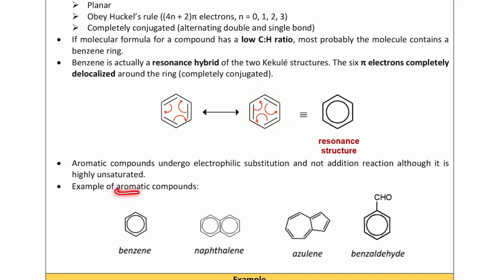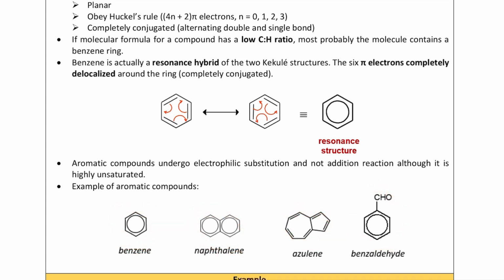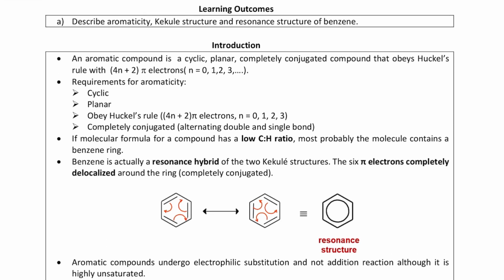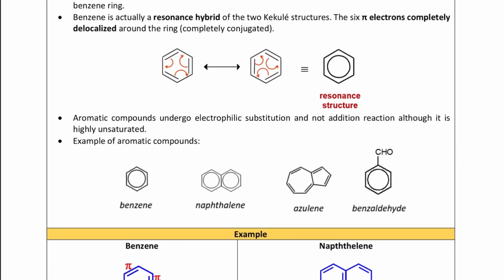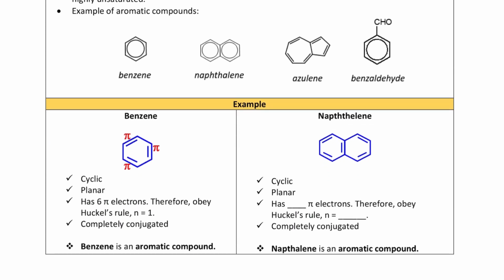Okay, and the example of aromatic compound such as benzene, naphthalene, azulene, benzaldehyde, semua ni adalah aromatic compound. Okay, tapi macam saya cakap lah, aromatic compound bukan nampak cyclic je, semua aromatic, nampak double bond, semua aromatic. Tak, you have to follow keempat-empat rule ni. Okay, so let us check. Okay, so kita tengok kenapa benzene adalah aromatic compound.